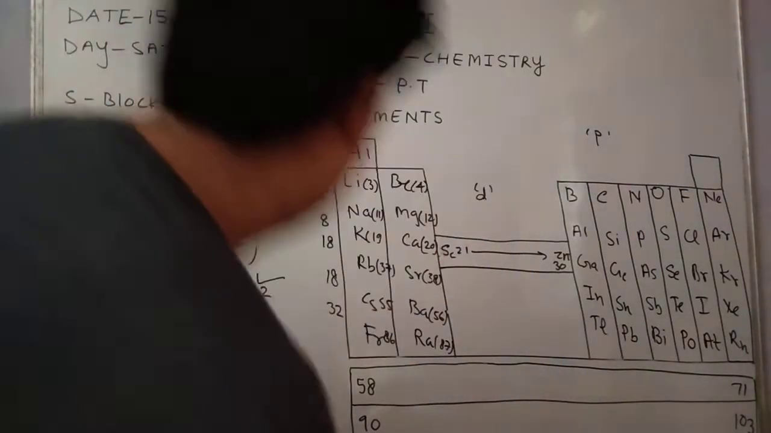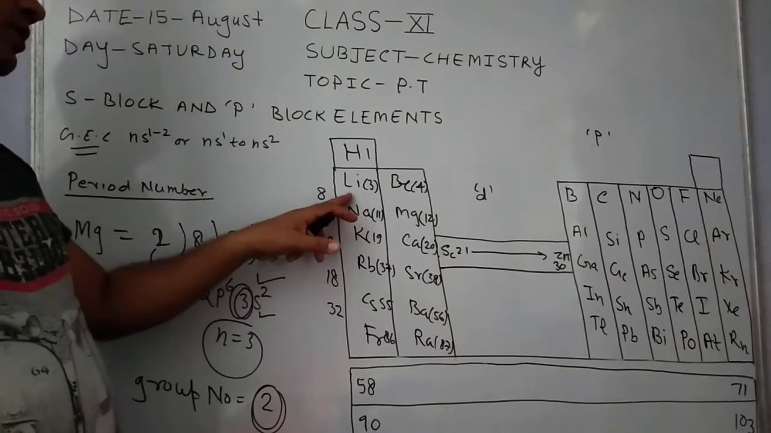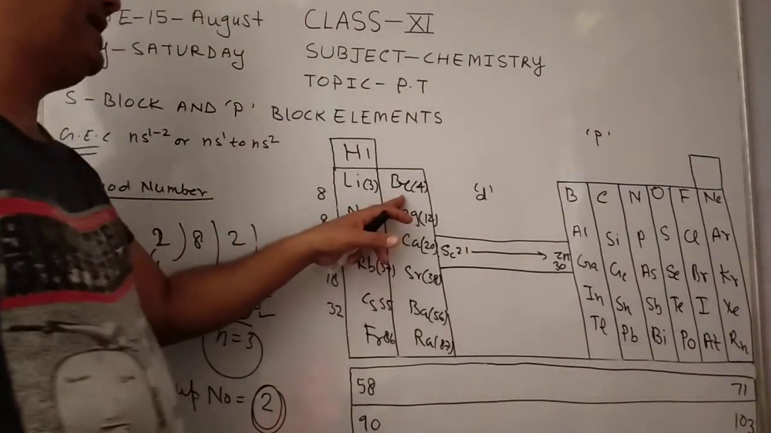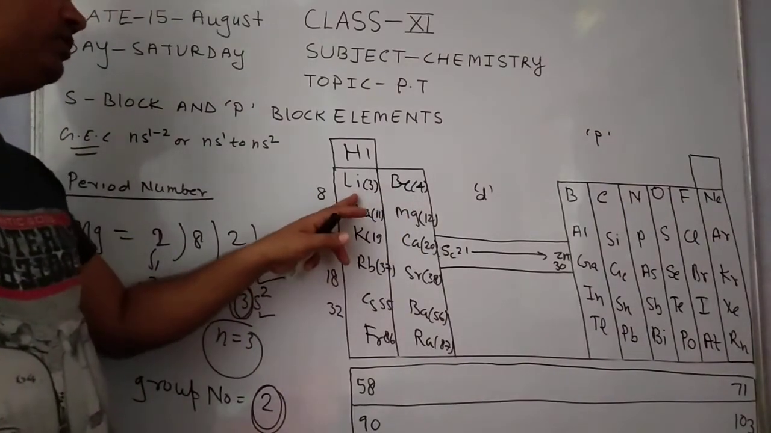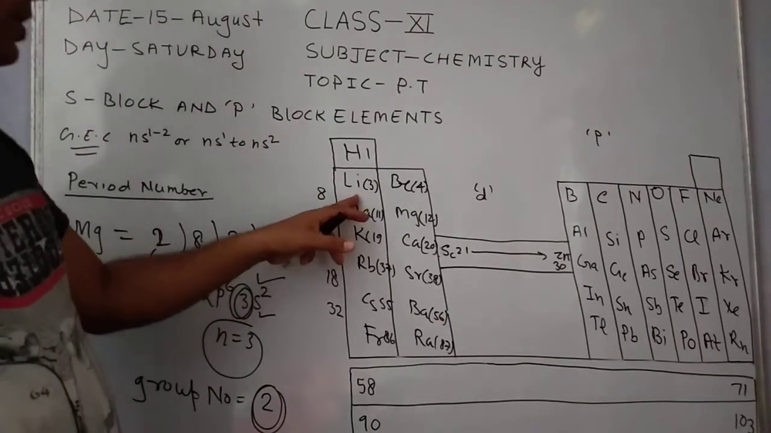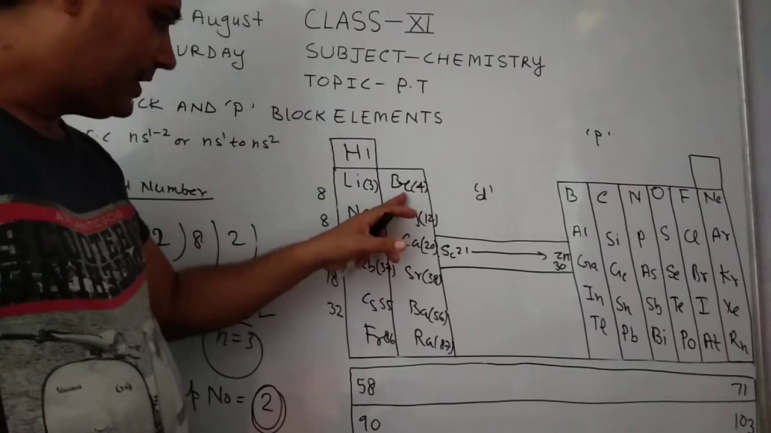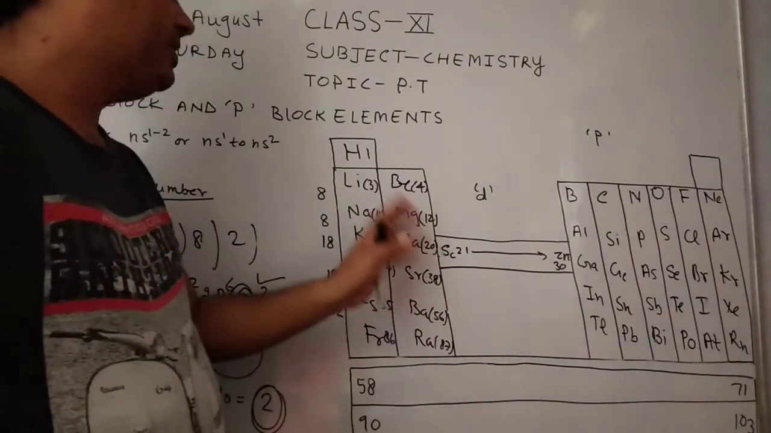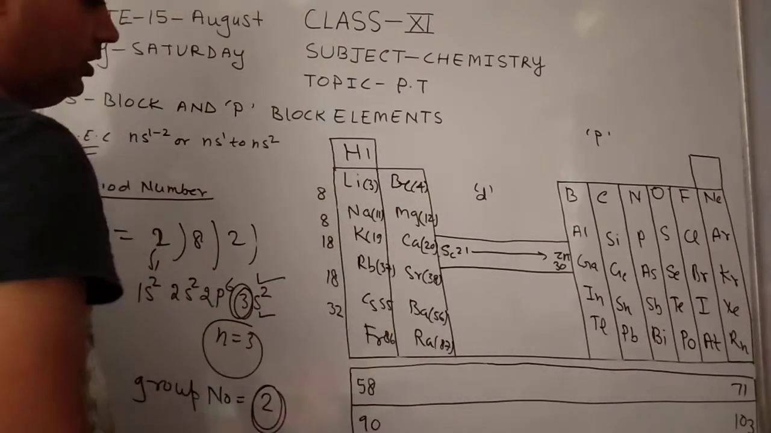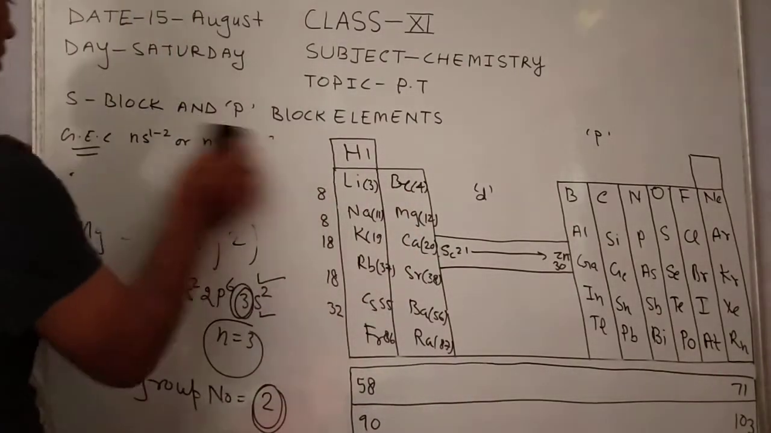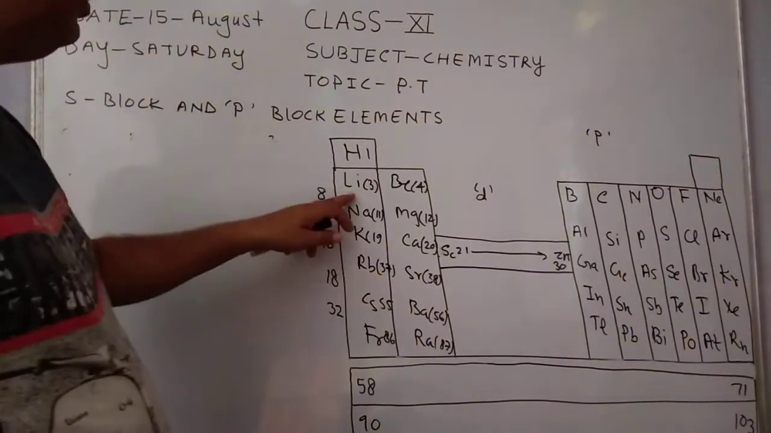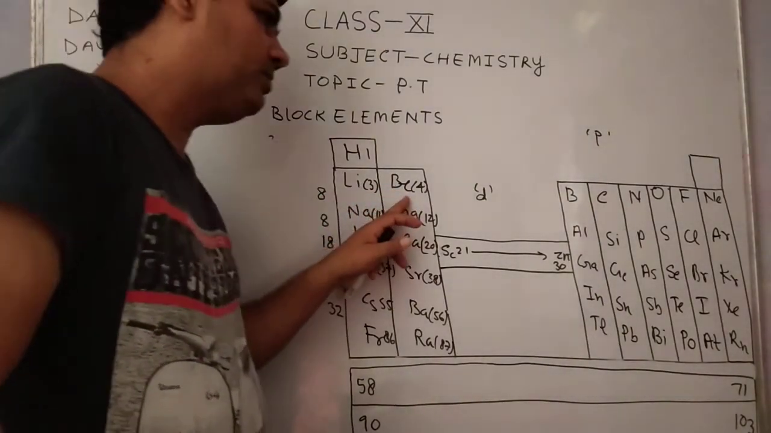The first group elements are known as alkali metals, and the second group elements are known as alkaline earth metals. Alkali means they form water soluble bases, and alkaline earth metals are so called because they are mostly obtained from the earth, and their oxides are basic in nature and water soluble.